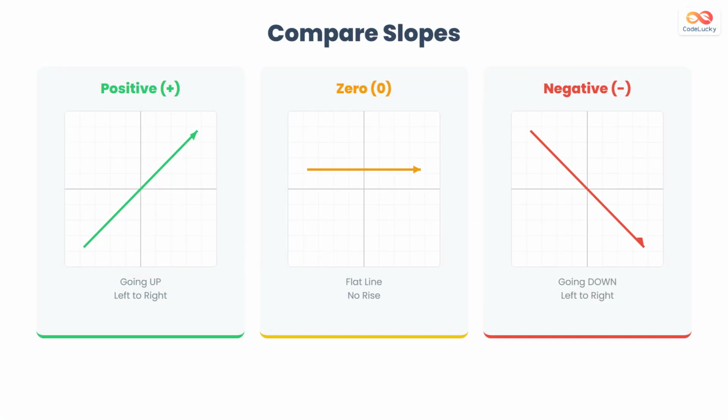To summarize the difference, positive slope goes up like a mountain, 0 slope is flat like the ground, and negative slope goes down like a slide.